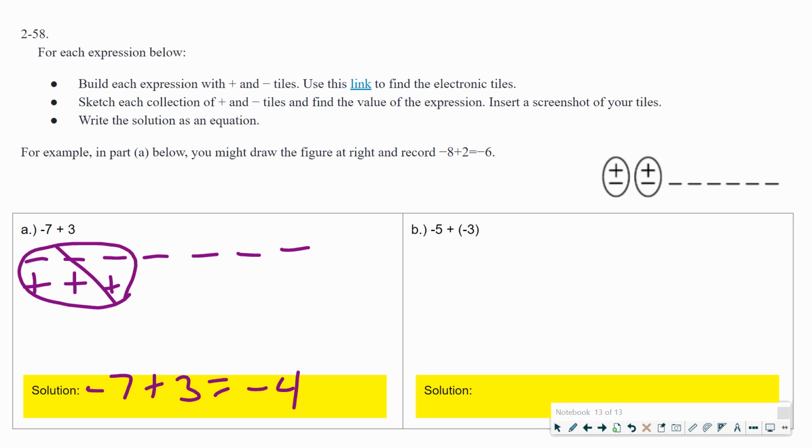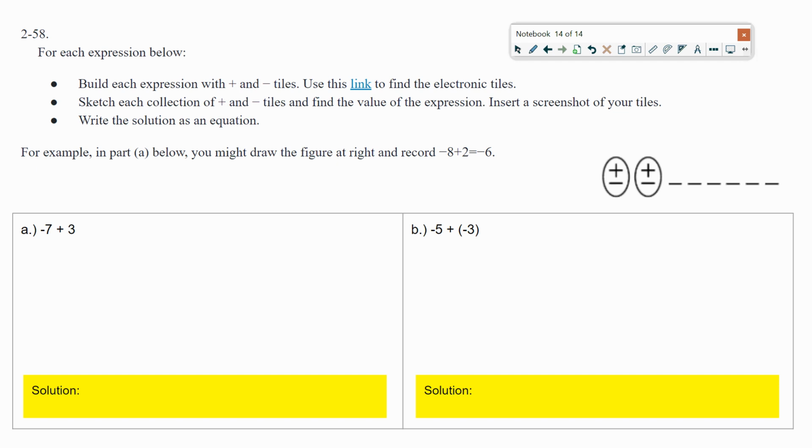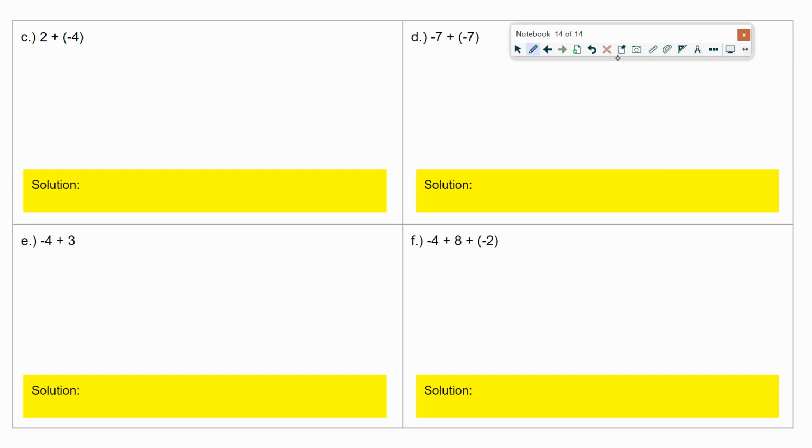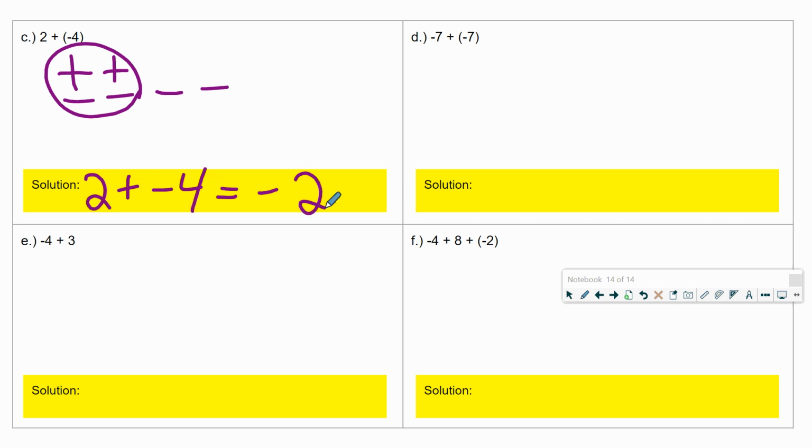For B, I have 5 negatives, and then I have 3 negatives. None of them cancel each other out, so I'm just left with a total of 8 negatives. So I get -5 plus -3 equals -8. For C, I have 2 positives and 4 negatives. These cancel, and I'm left with -2. So 2 plus -4 equals -2.